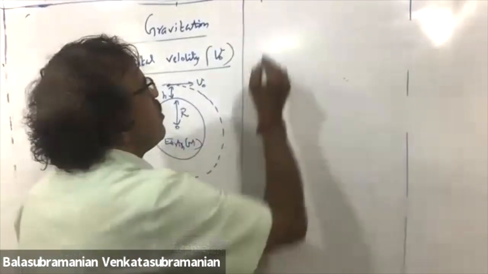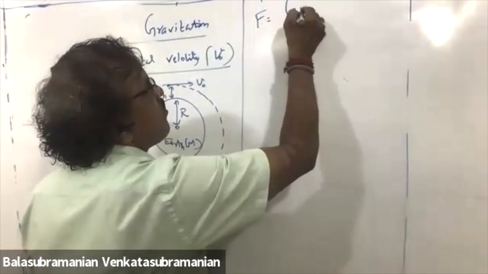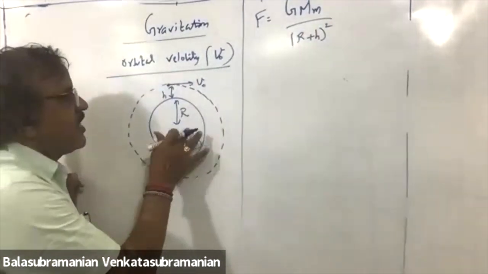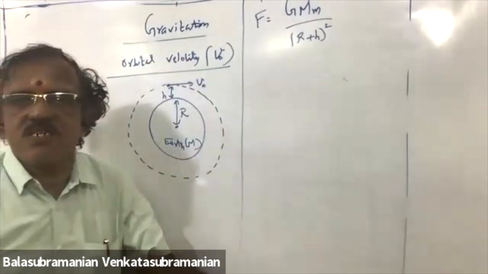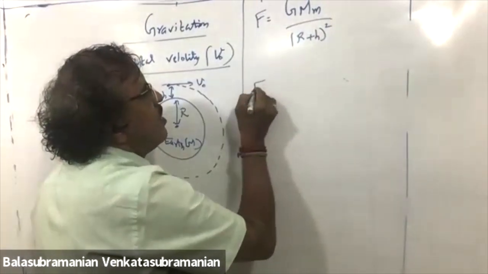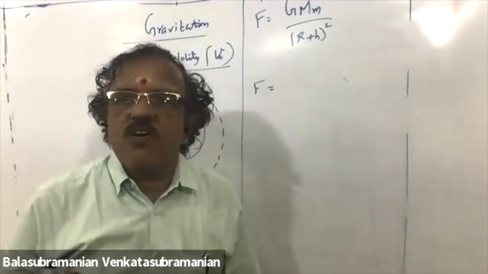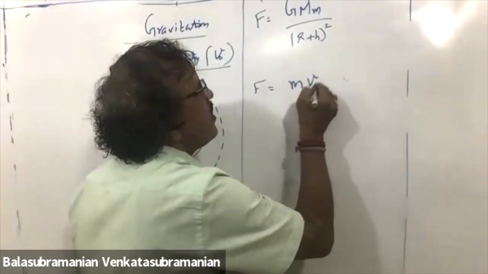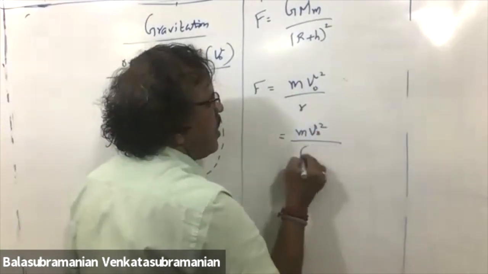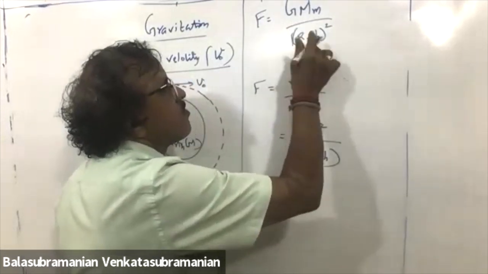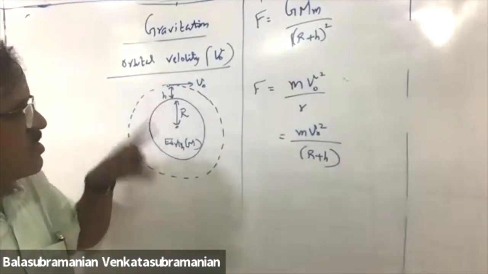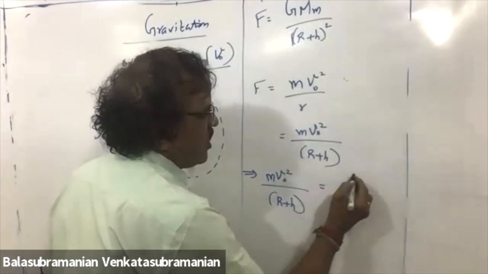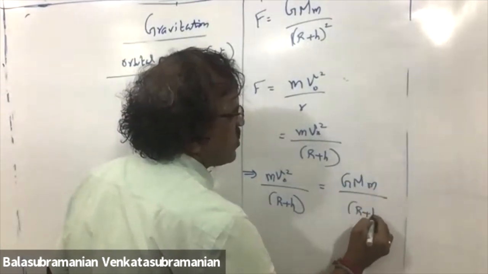Two formulas. One is the force from Newton's law of gravitation, GMm by R square, which in our case is R plus h the whole square, because from the center to this point the distance is R plus h. Another one: any body moving in a circular path will experience a centripetal force, m v square by r, which here is r plus h. Both are attractive forces, so equate: m v naught square by r plus h is equal to GMm by r plus h the whole square.